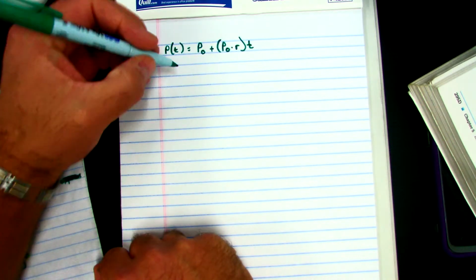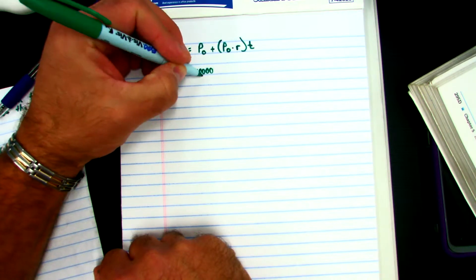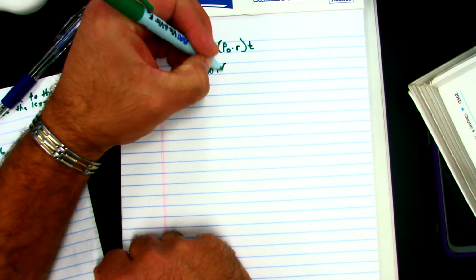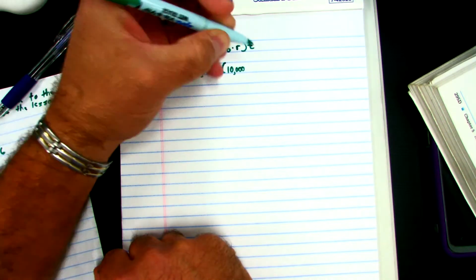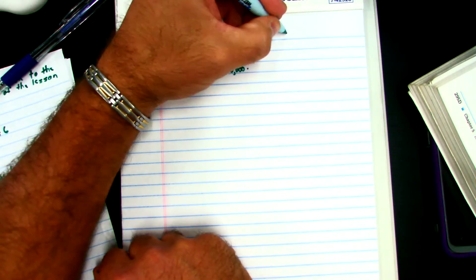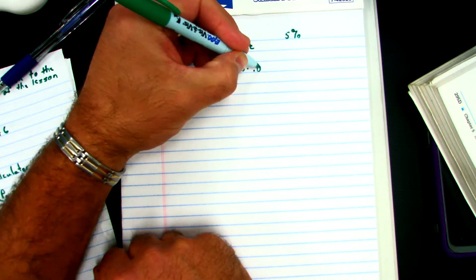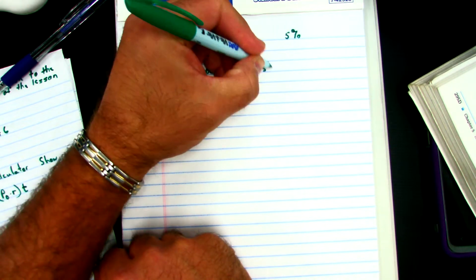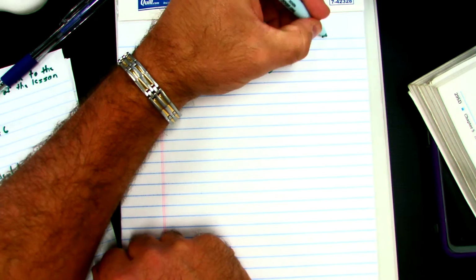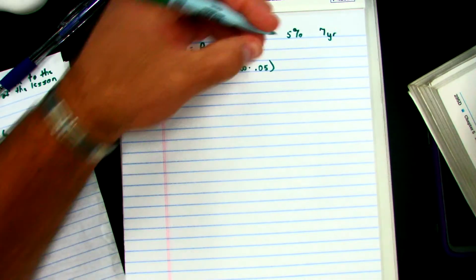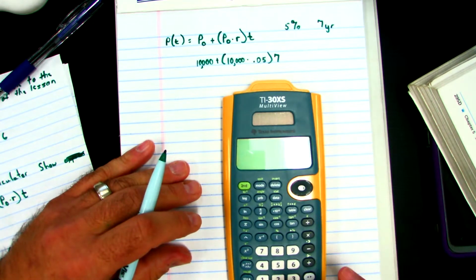So for example, if I deposited $10,000, it would be 10,000 plus the simple interest rate would be 10,000 times the rate, and we'll say in this case it's 5%, so it would be 0.05, and I want to know how much I'll have after 7 years. So I put in the number 7. Then it's all calculator work from there.